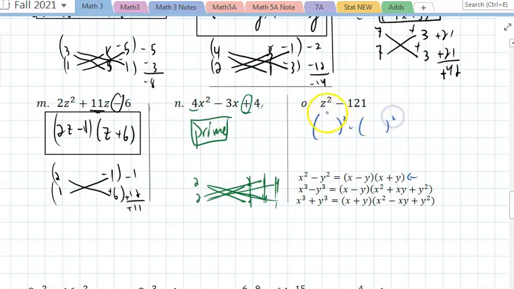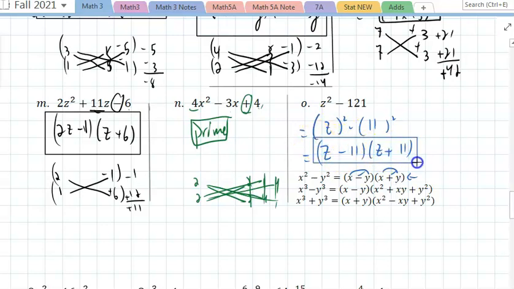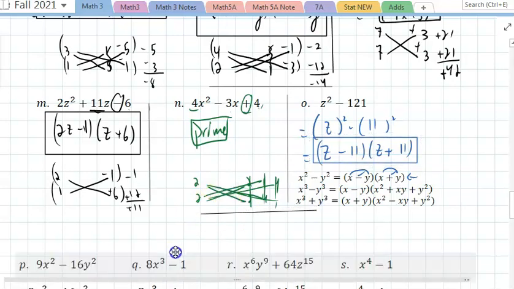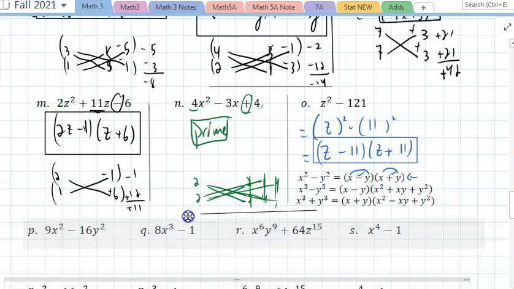If I can, what do you square to get z squared? z. What do you square to get 121? 11. So you write them without the squares twice. So you write the z and the 11, the z and the 11 twice. One time minus, one time plus. And there it is. So squares are straightforward. Cubes are straightforward, just the formula is a bit messier to remember or memorize.